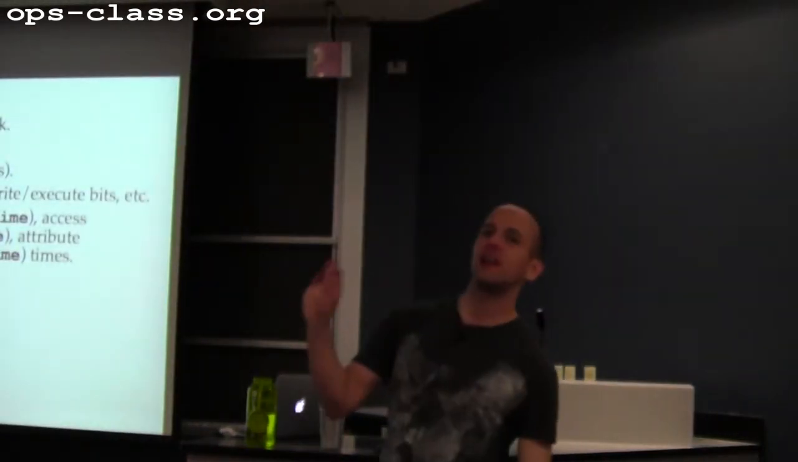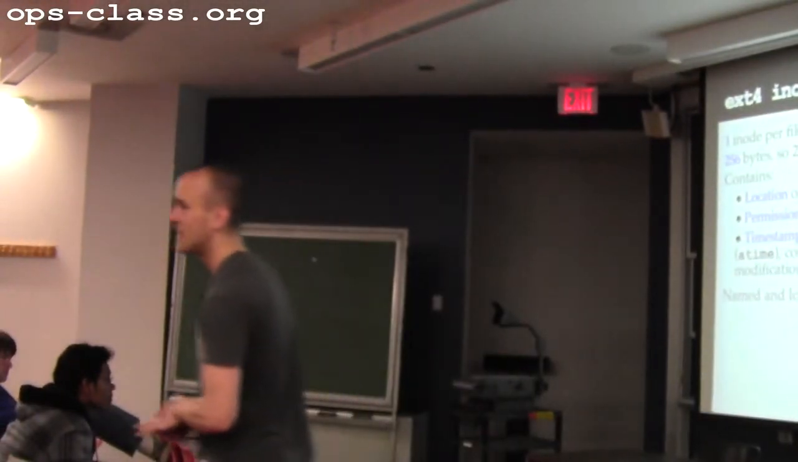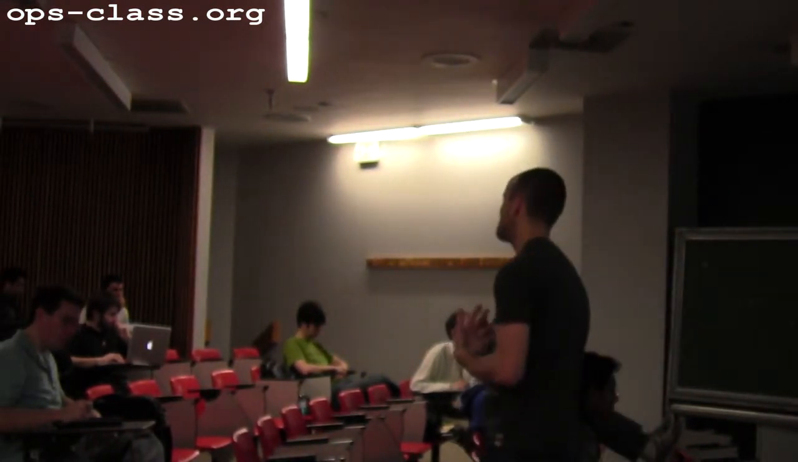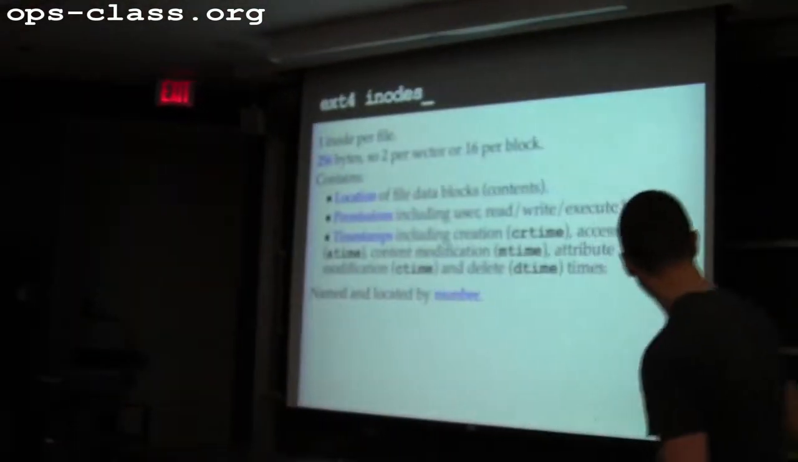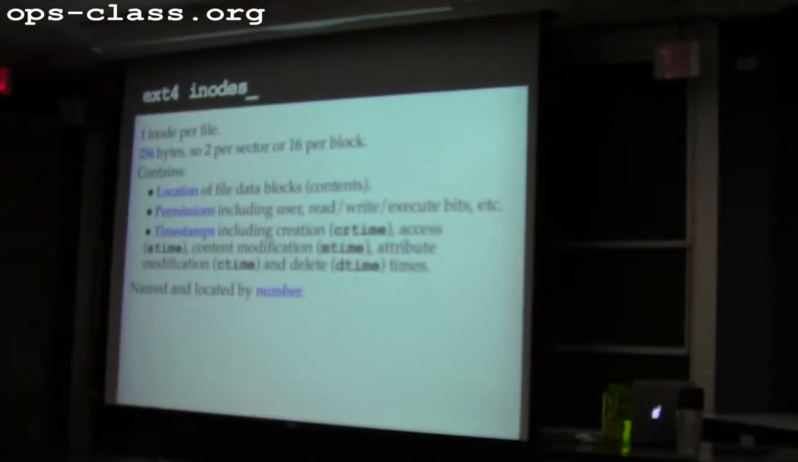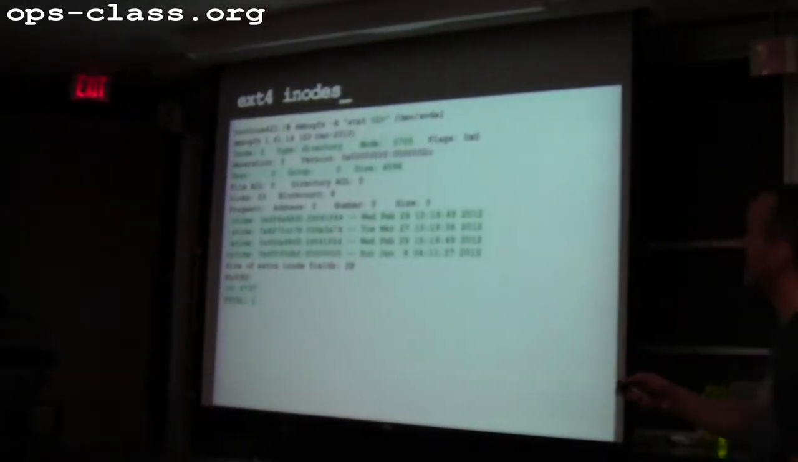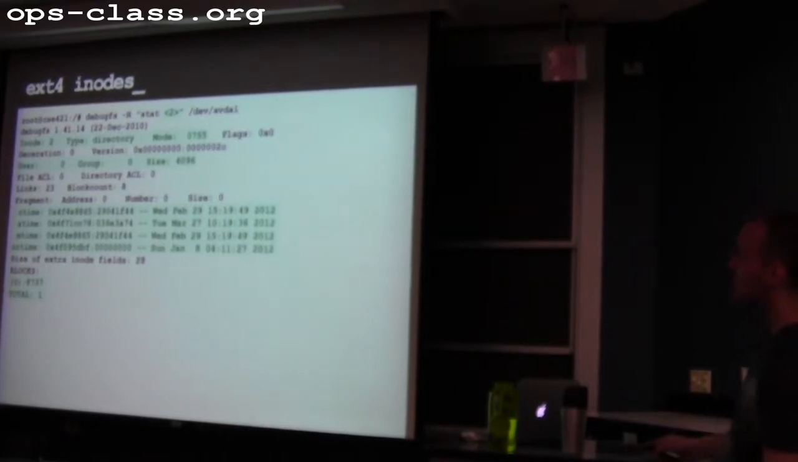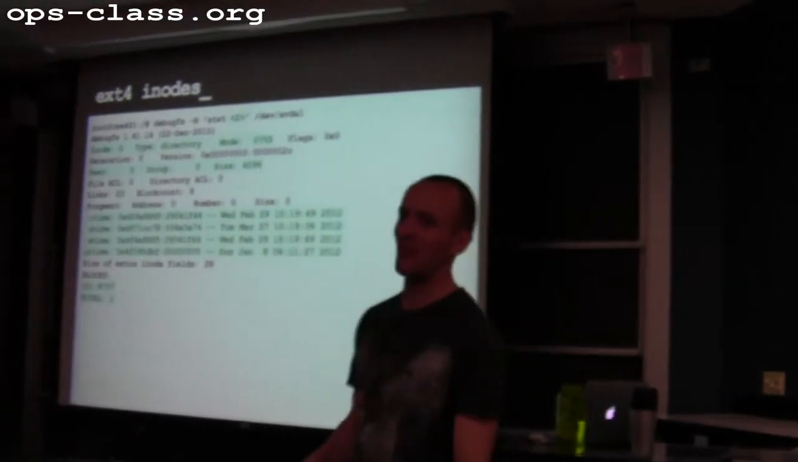Inodes are named and located by number. We've been talking about these nice human-readable names, and to some degree they're nice, but file systems and computers don't do names. They do numbers. They're good with numbers, bad with names. And so inodes are all numbered on your file system, and the number is how the file system locates them. We'll come back to how that works in a second. So there's this great tool called DebugFS, which I encourage you to play around with. DebugFS actually allows you to do all sorts of fun things to your file system.